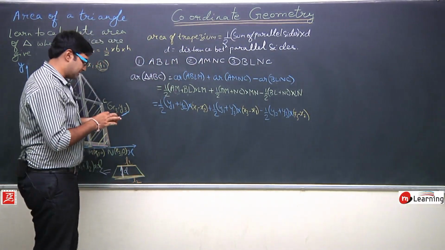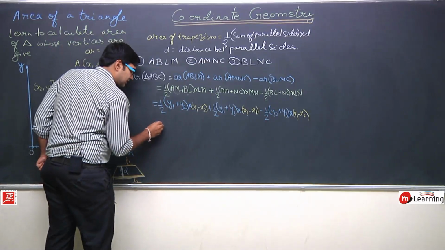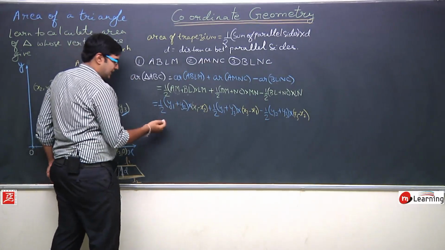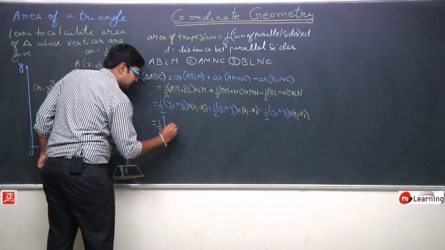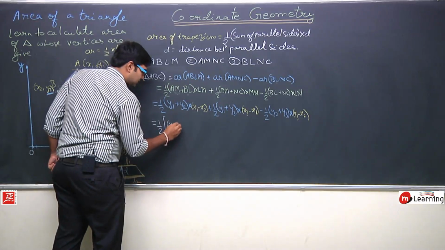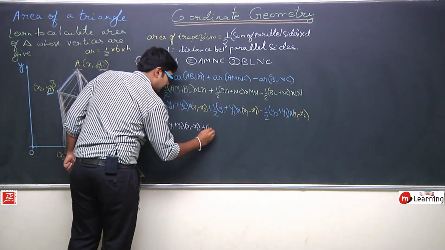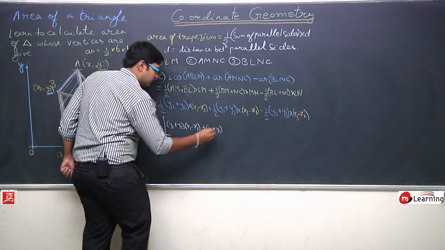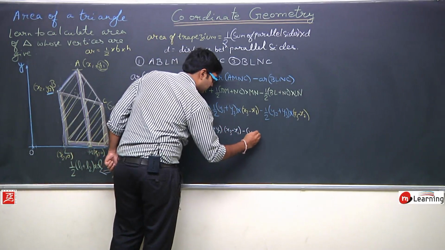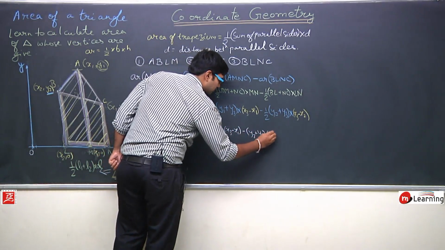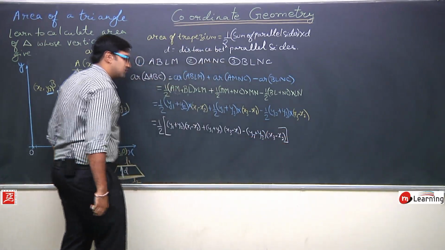Now let us simplify this. Let us solve this expression. It's very easy to solve, it's not difficult. What you need to do is just take half as common. So if you take half as common, in the bracket you will be left with y1 plus y2 into x1 minus x2 plus y1 plus y3 into x3 minus x1 minus y2 plus y3 into x3 minus x2. Okay, so you will be left with this expression.